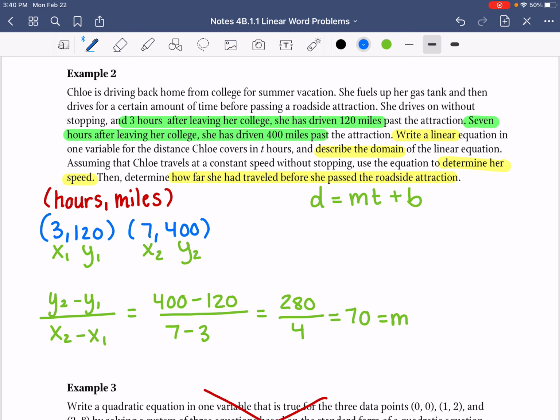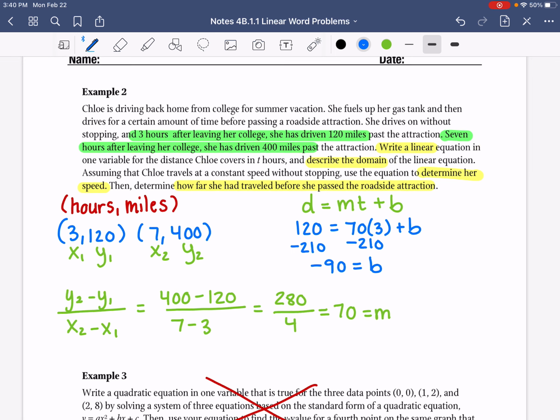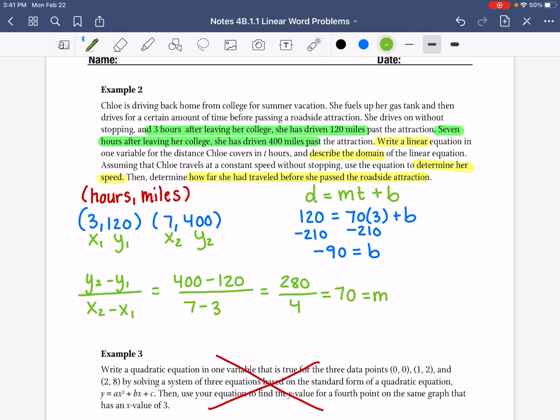All right, so we know m, so I can plug in 70 for m, and if I want to find b, I have to plug in one of my 2 points. It doesn't matter which one. I'm just going to plug in this first point, but this is what we did in our homework last night. So 120 equals 70 times 3 plus b. 70 times 3 is 210, so I'm going to subtract 210 on both sides. I get negative 90 equals b. So now that I know m and b, I can plug them in. We're not using y equals mx plus b though. We're using distance is equal to 70t minus 90.